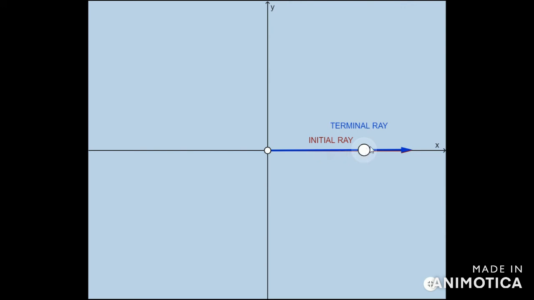Now this is the initial ray, and if you rotate this ray in the anti-clockwise direction, the angle will be positive, and if you reach here, it will be 90 degrees, and if you rotate further, it will increase, and if you rotate till this, it's equal to 180 degrees or pi radian, and if you rotate further, you will have 270 degrees or 3 pi by 2, and if you rotate further, you can do one complete rotation, and it will be equal to 360 degrees.